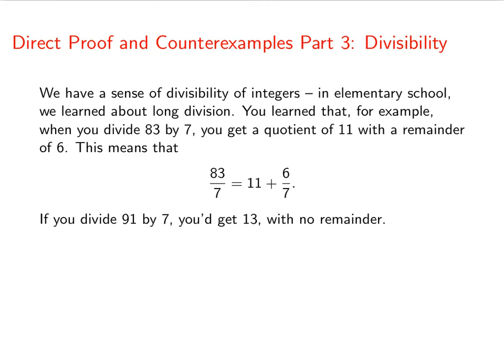If we take 91 and divide by 7, we'd get 13 with no remainder. That means that 91 divided by 7 can be rewritten as 13 plus 0 over 7. And of course, we just write that as 13 and stop writing the 0 over 7.